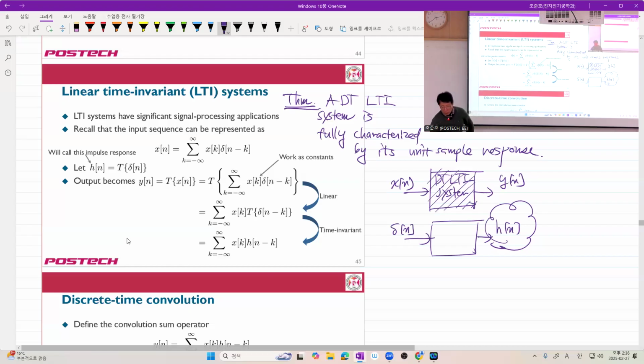And of course, many of you already know that if the DT system is DT LTI, the input-output relation can be written as the convolution sum of the input and this unit sample response. Okay. So the output is completely determined by the input and the unit sample response. And we are going to derive this.